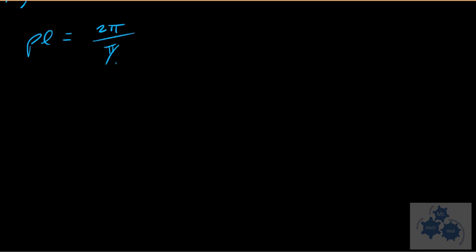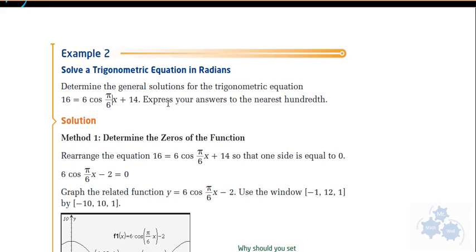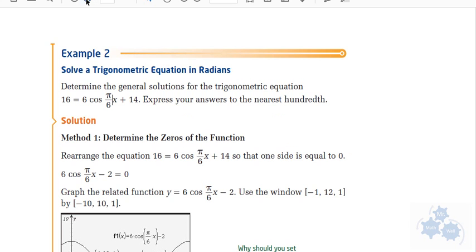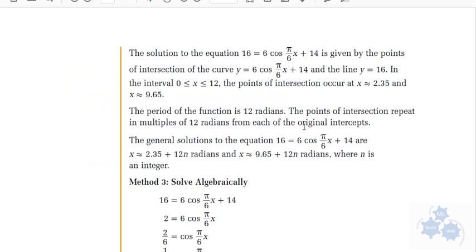So in this case, it would be 2 pi for a cos or a sine, 2 pi over, and what was it, pi over 6? So that's 2 pi times 6 over pi, which is 12. So that's where that comes from in the textbook. Right here, when it says the general solutions are, they find their answer graphically and then they say plus 12n, where n is an integer. It could be positive or negative whole numbers. So you have to use the period length there.